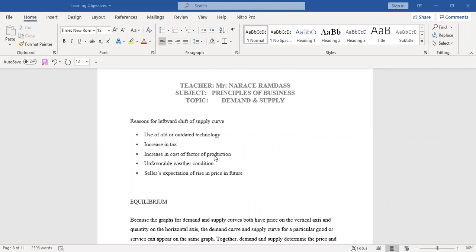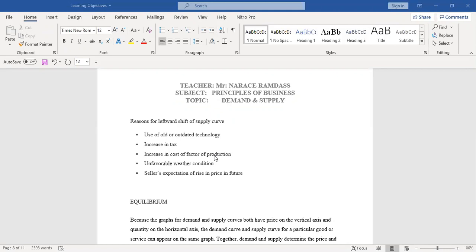Unfavorable weather conditions. There's a storm. So you're a farmer, you planted a large amount of crops and there's a storm. The area got flooded. You cannot use those crops. You all know that for the purpose of health, you cannot sell crops that have been flooded because they're contaminated. So you would have been losing all of that. That's going to significantly reduce the amount that you have to supply.